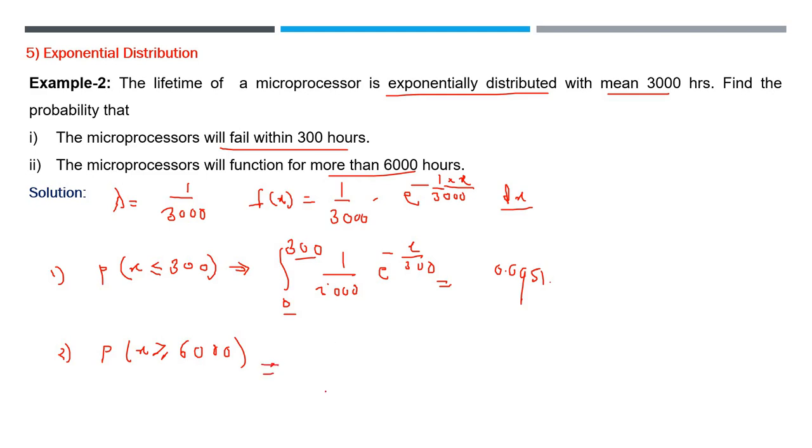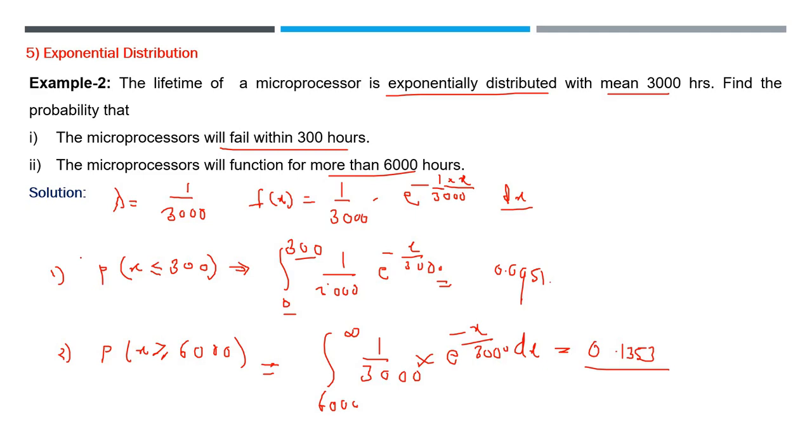Now when it goes more than 6000 hours, the upper limit will be infinity. The same thing you have to write down here: 1 upon 3000 multiplied by e raised to power minus x divided by 3000 dx. If you calculate this integral, the value of the integral comes out to be 1353.